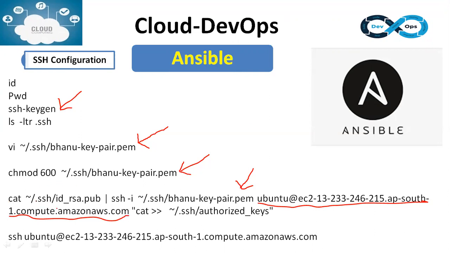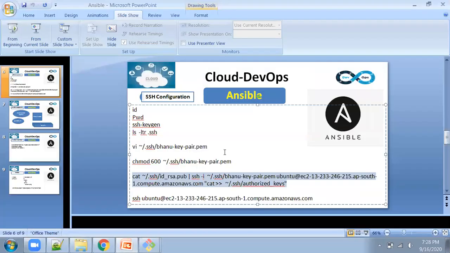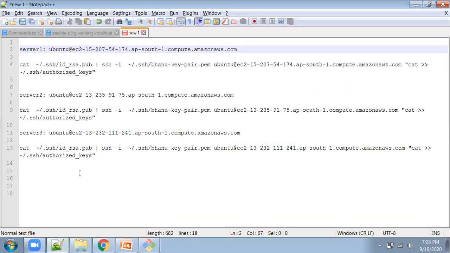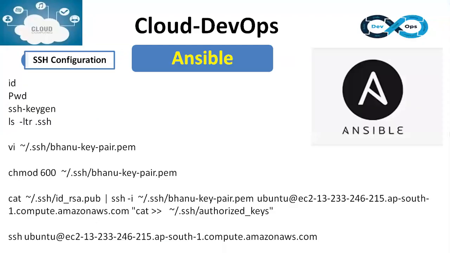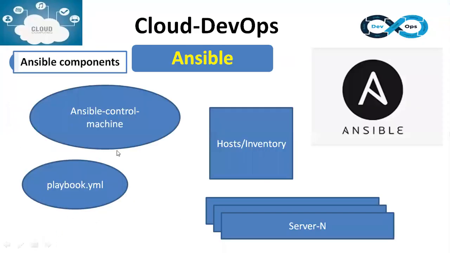Once you run this command, you can validate the configuration, that is the connection, using this command. Once it is able to connect to the different server without any password, that means the SSH configuration is done properly. So these are the commands we use. Now let me go to the next topic.